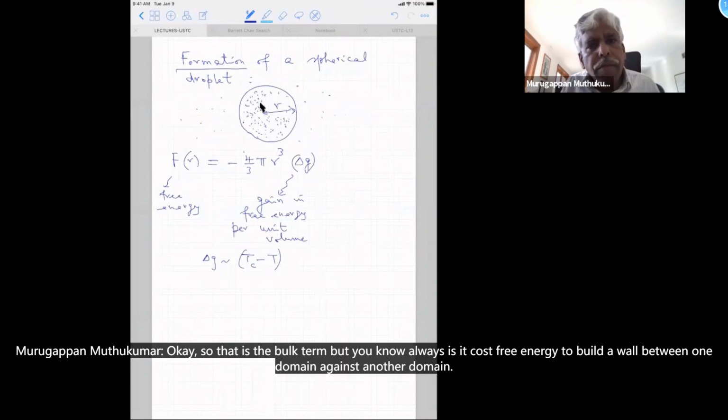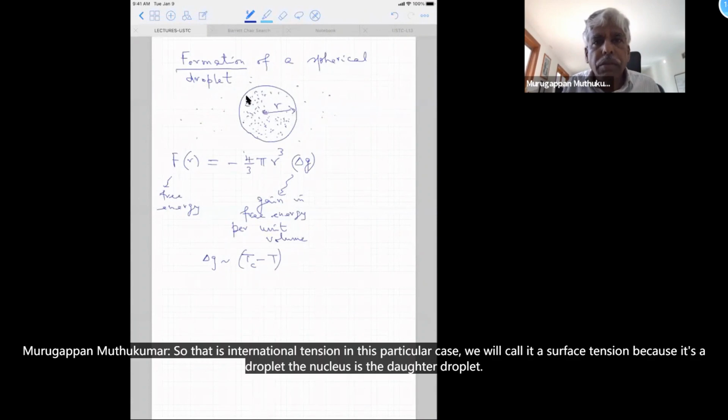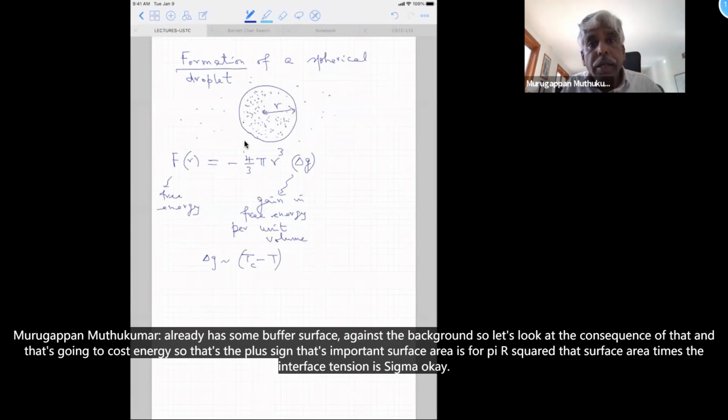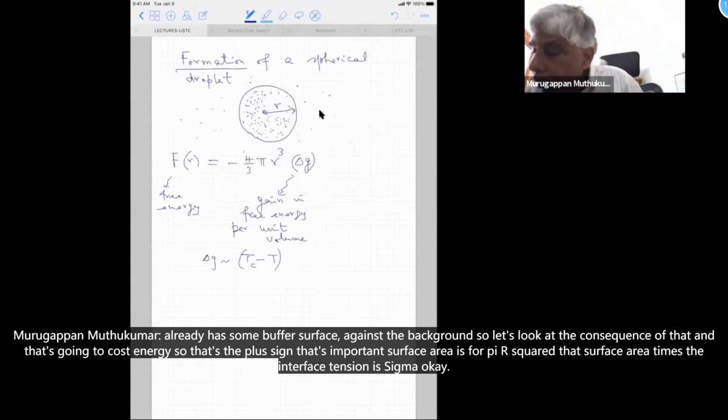But you know, it always costs free energy to build a wall between one domain and another domain. So that is interfacial tension. In this particular case, we will call it surface tension because it's a droplet; the nucleus is the daughter droplet, right? It has some sort of a surface against the background. So let's look at the consequence of that. And that's going to cost energy. So that's going to come with a plus sign.